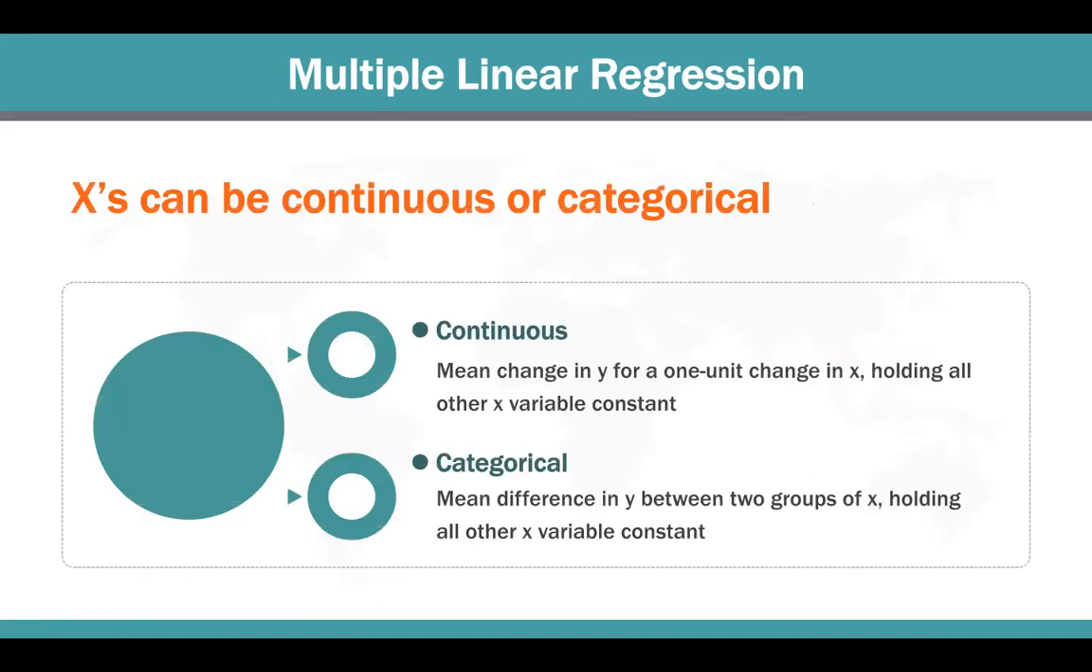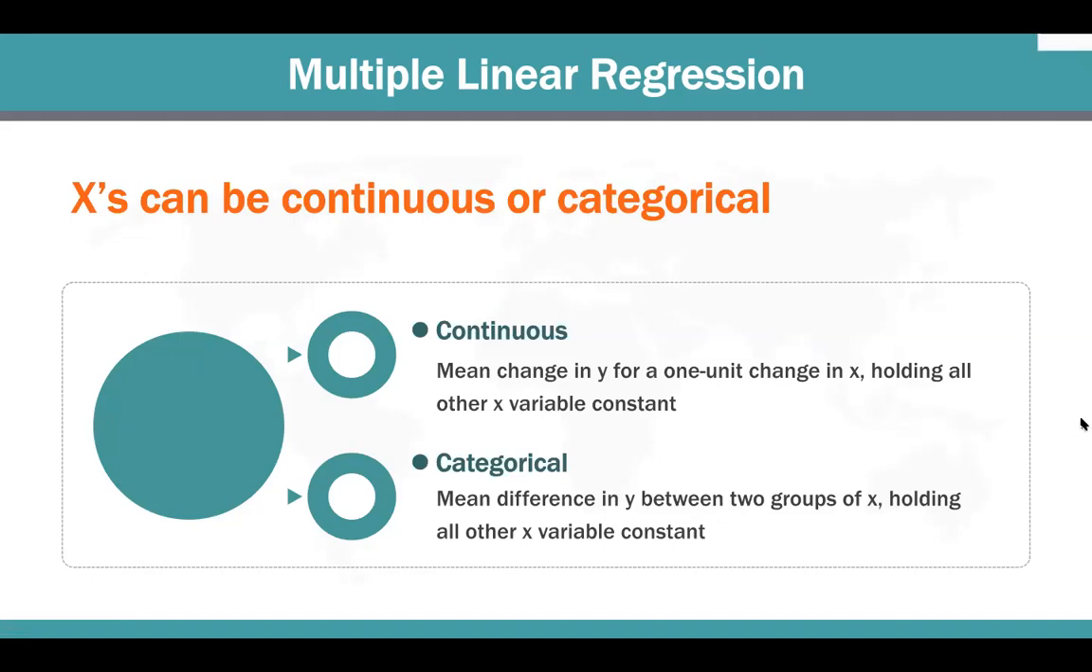The x variables can be both continuous or categorical. If your x variable is continuous, your slope tells you the mean change in y for one unit change in x, holding all other x constant. And if your x variable is categorical, like male or female, a kind of category, the slope tells us the mean difference in y between the two groups of x, holding all other variables constant.